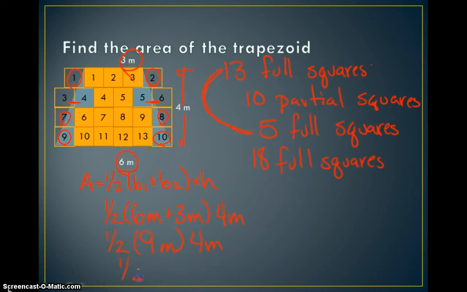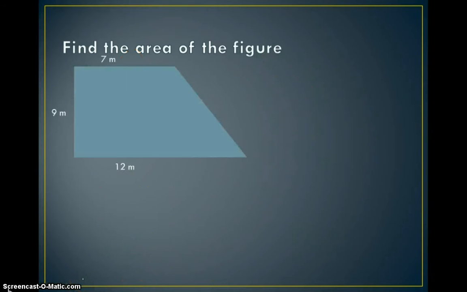So following the order of operations, we have 1/2, 6 plus 3, we have to do our parentheses first. 6 plus 3 is equal to 9 meters, and 4 meters. Then we like to multiply our whole numbers first. So 9 times 4 is 36 meters squared. And then 1/2 times 36 is the same as 36 divided by 2, and that gives me 18 meters squared. And that would be my final answer. And you can see this 18 matches this 18. We just have one more example to do together. I want you to go ahead and try this one on your own, then we'll do it together and see how it goes.